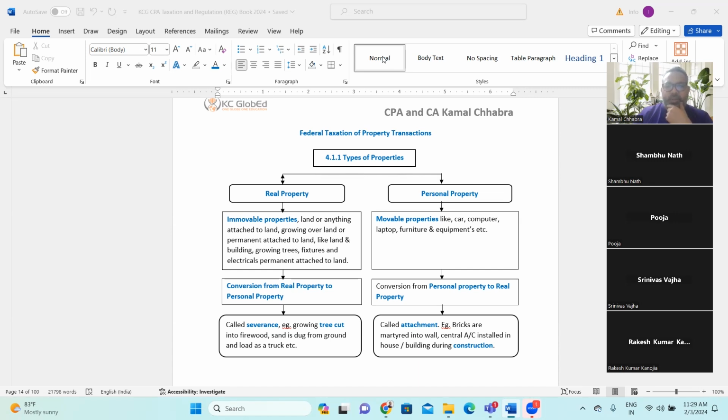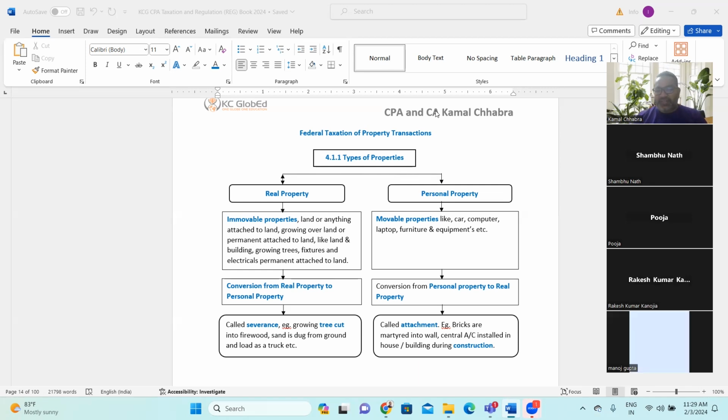So I'm quickly summarizing this. There are two types of property. One is real property and one is personal property. Are you guys with me? Yes, sir.